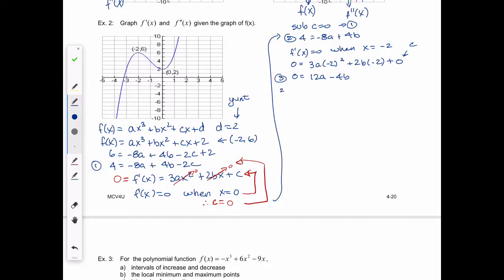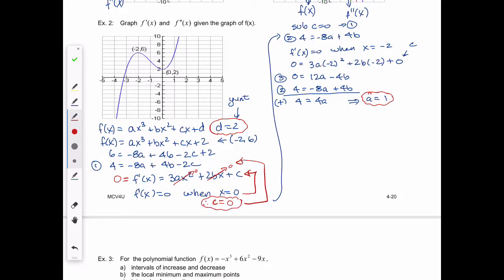If I were to put equation number 2 underneath equation number 3, we have 4 is equal to negative 8a plus 4b. Now we have something that looks like we can do elimination with. I'm going to add, because I want to cancel out the b's. 0 plus 4 is 4. 12 plus negative 8 is going to be 4a, which gives us a is equal to 1. So far we have d is equal to 2, c is equal to 0, a is equal to 1.